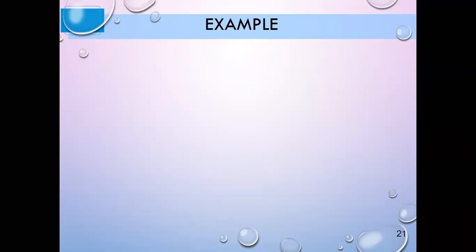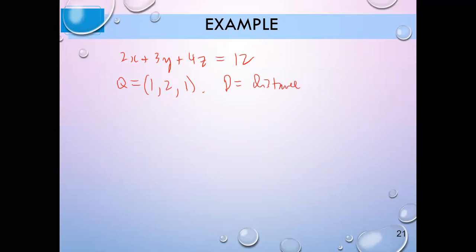So let's do an example. Let's do 2x plus 3y plus 4z equals 12. So that's a plane. And let's do Q equal to, I don't know, let's do (1, 2, 1). So I want the distance, d, equal to the distance between Q and the plane.